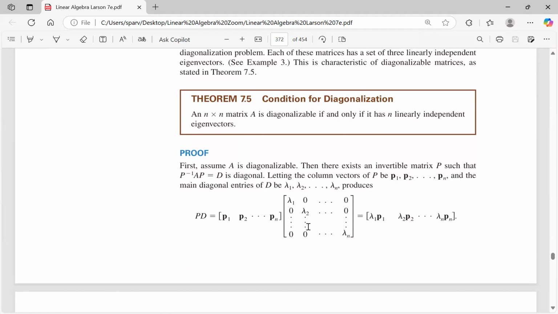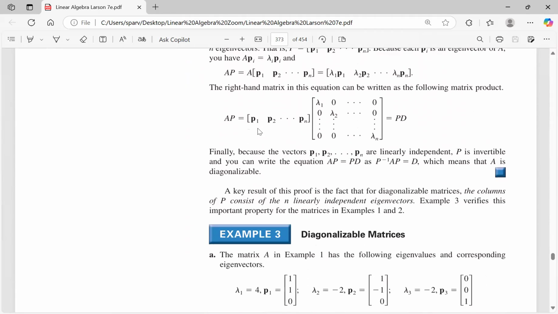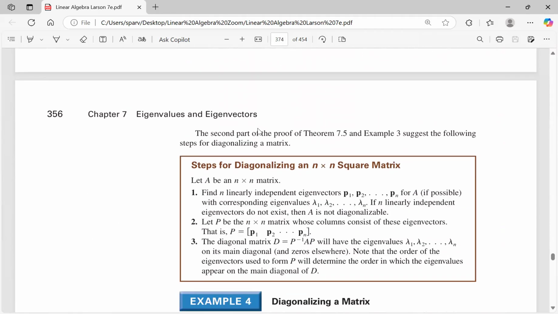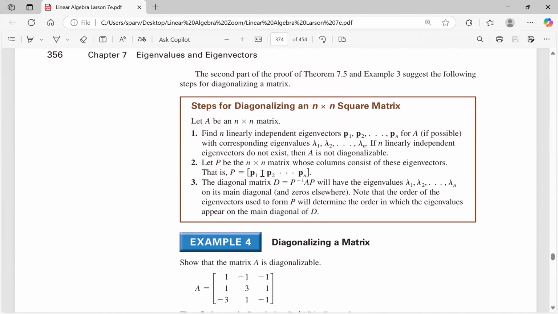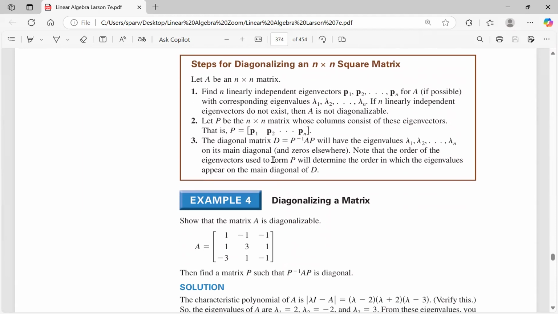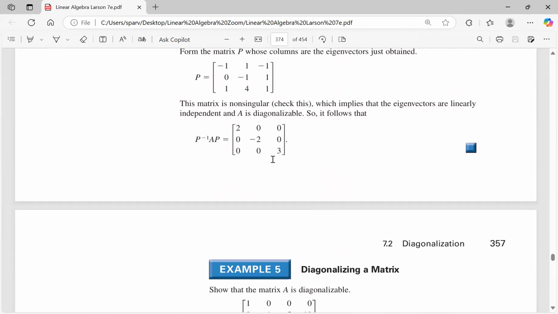Okay. This next theorem gives us the condition for diagonalization. The condition is: A is diagonalizable if and only if it has n linearly independent eigenvectors. Otherwise, it's not diagonalizable. Okay. This one, I'll show you an example of how to do it. Here are the steps. Again, I'll show you these steps in an example. We'll do it together and you'll see how this works. So let me just skip this part. We'll do our own in a few minutes.